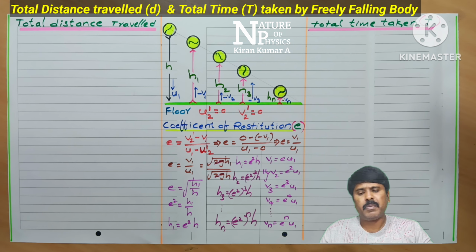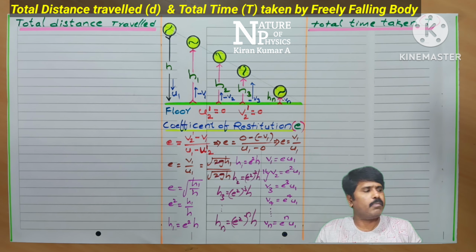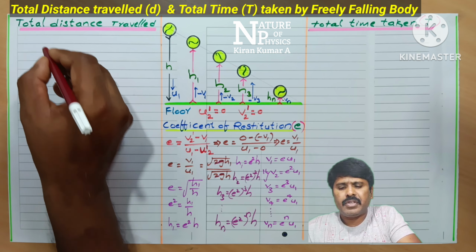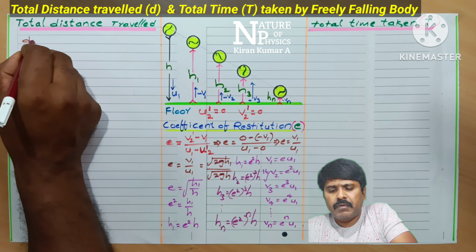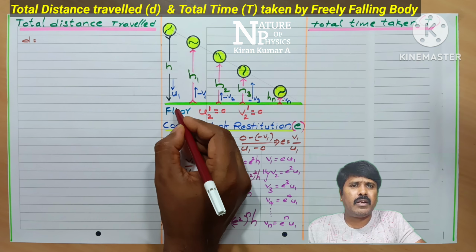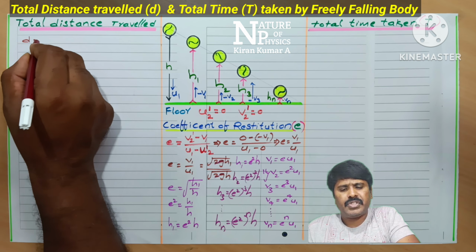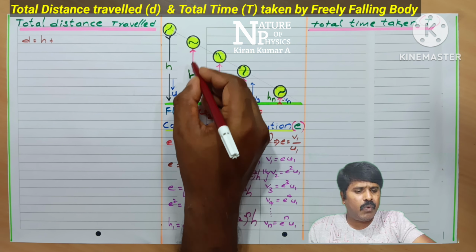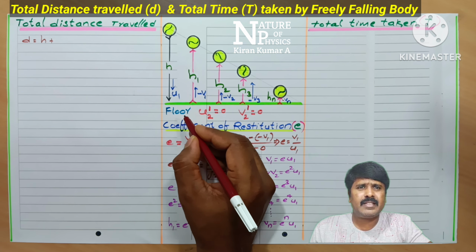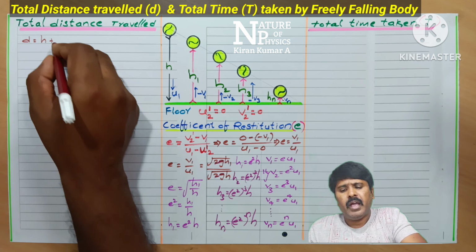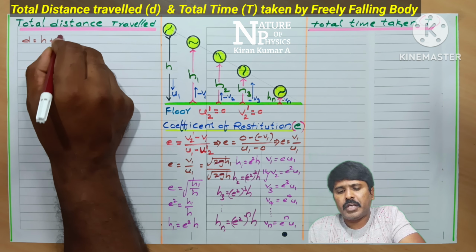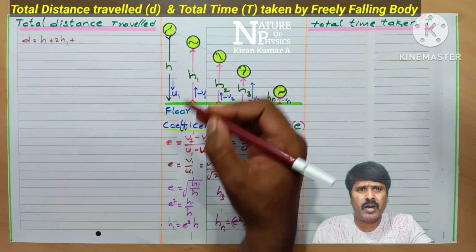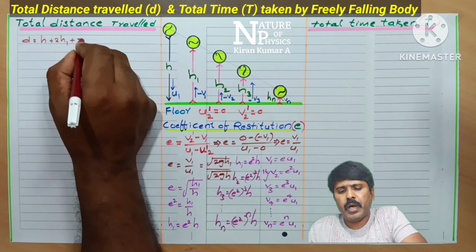I am going to replace these values in the total distance traveled by the body. For this I consider the total distance traveled as d. D is equal to: first it falls downward to the ground, so that is h, and next it rises to height h1 and falls downward. Distance is a scalar quantity, that's why we take h1 plus h1, which is 2h1, and the second rebound is also upward distance h2 and downward distance h2, that is 2h2.